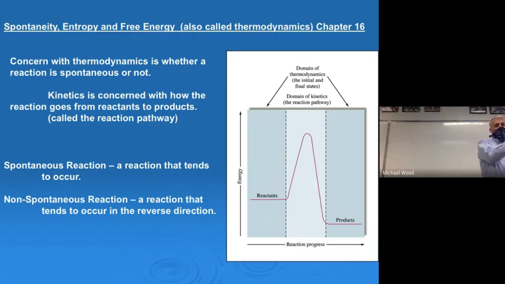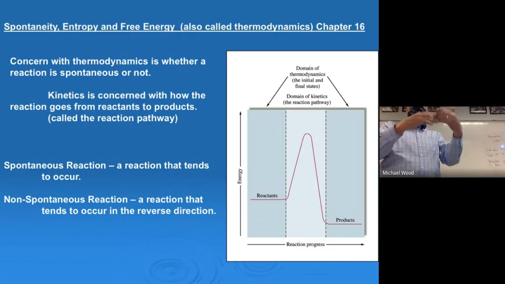Going back to chapters 12 and 13, chapter 12 was about kinetics. Kinetics is concerned with how fast reactions go. And that's where we took data. We had concentration versus time data, concentration versus rate data, and we determined the order of the reaction. Is it zero order, first order, second order? We had the rate constant, we had the activation energy diagrams, all that.